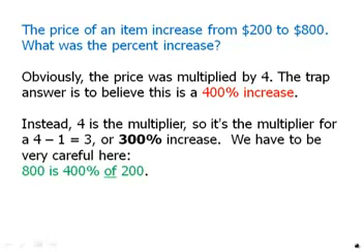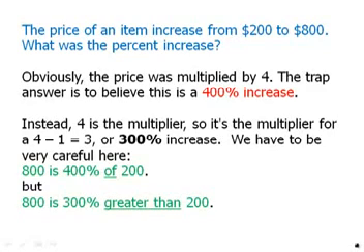800 is 400% of 200. So that's one kind of question we can ask. 800 is what percent of 200? It is 400% of 200. But 800 is 300% greater than 200. Now that's a very different question. Not a question of what percent of, but what percent greater than. Those are two very different questions, and they have two different answers here.